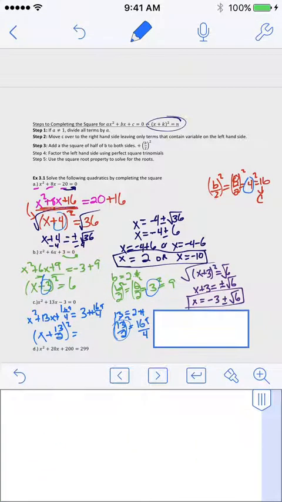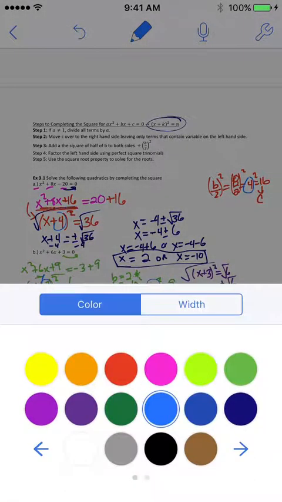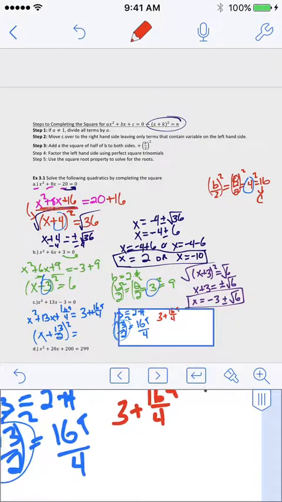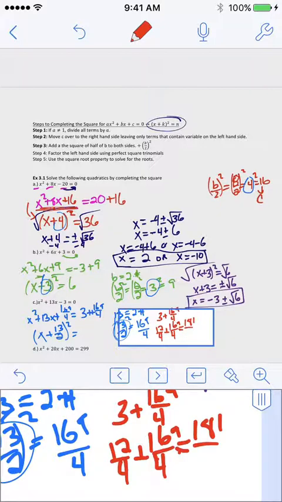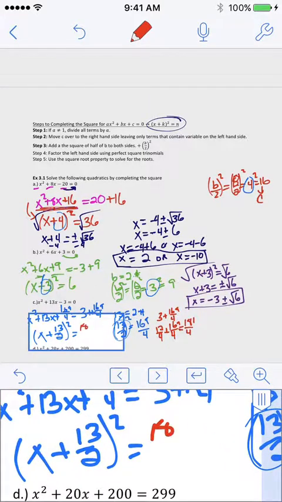Let's go do that over here. Let's just make sure to save some space for a second. So I've got 3 plus 169 over 4. How many fourths is 3? That would be 12 fourths plus 169 over 4. It's going to be, I believe, 181. Yep, 181. So that equals 181 over 4. That should be familiar from chapter 7, right?